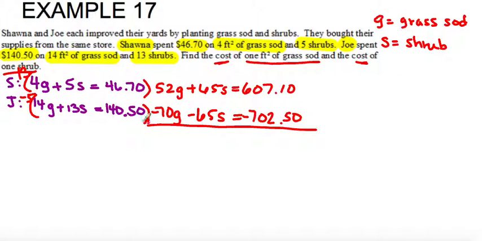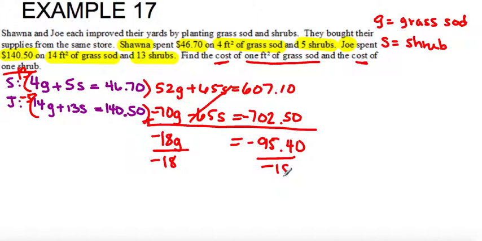So now I can add the two equations together. I have 52 minus 70, so I have -18G. Positive 65S and negative 65S are inverses, they cancel out. And I have 607.10 minus 702.50, which is -95.40. I have to get G by itself, so I divide both sides by -18.